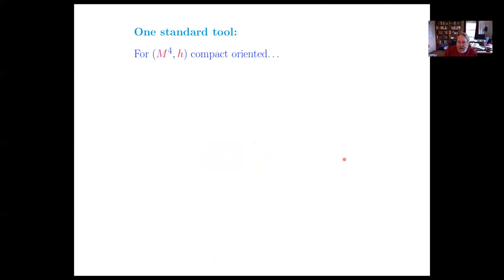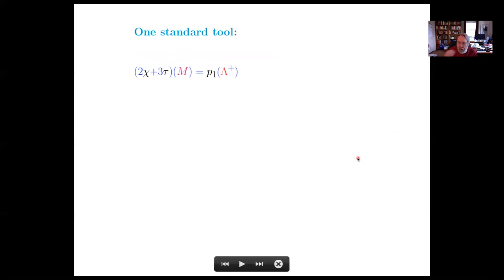One standard tool that comes out of this picture: for many of you, I'm telling you things that you know very well, but I want to make the lecture as self-contained as possible. If you have a compact oriented Riemannian four-manifold, one interesting invariant you might look at is there's a bundle lambda plus over the manifold of rank 3.